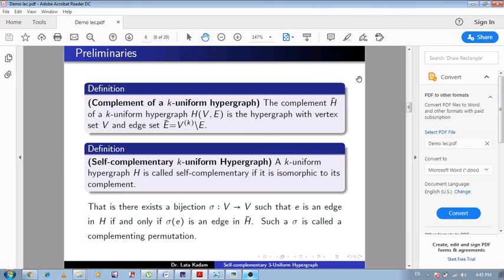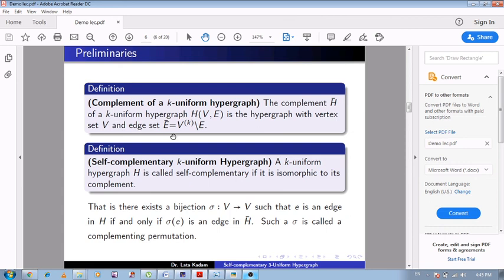Now, complement of a k-uniform hypergraph. The complement, denoted by H bar, of a k-uniform hypergraph H is the hypergraph with vertex set V and edge set E bar. It is obtained by deleting the edges of E from the edge set of the complete k-uniform hypergraph. The edge set is denoted by E bar.